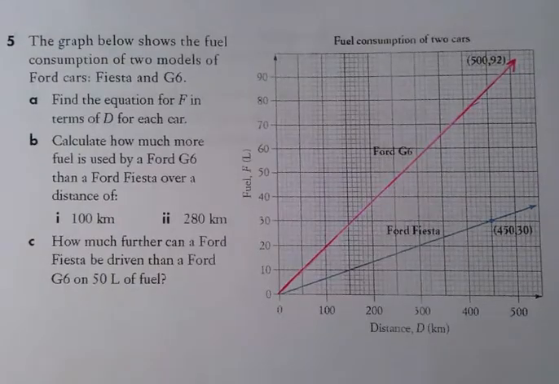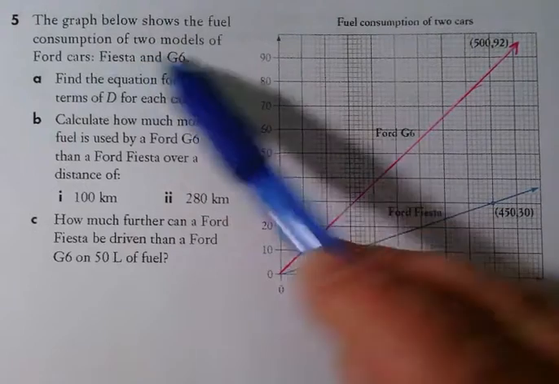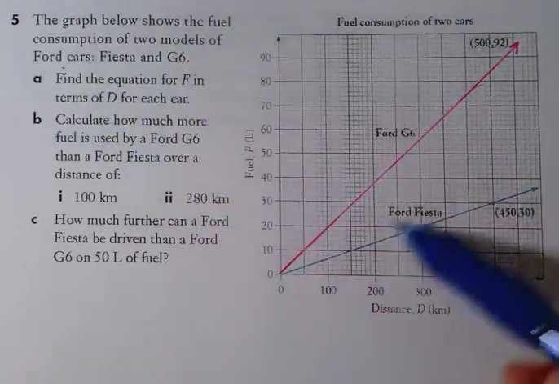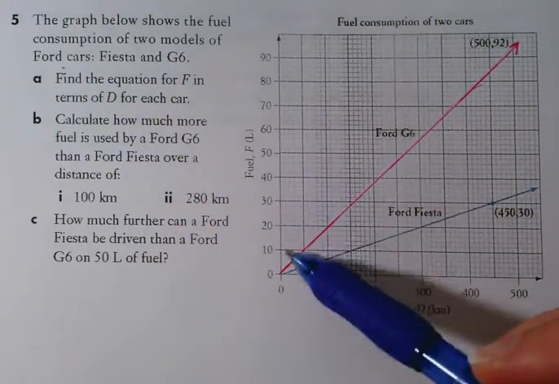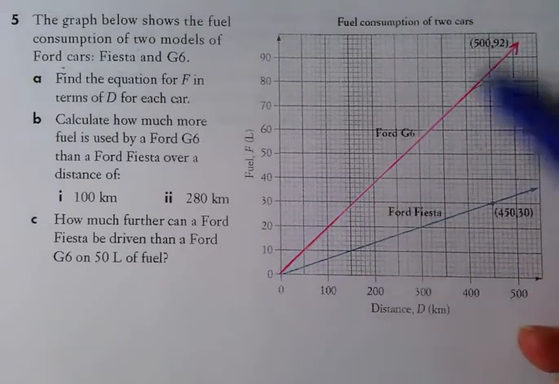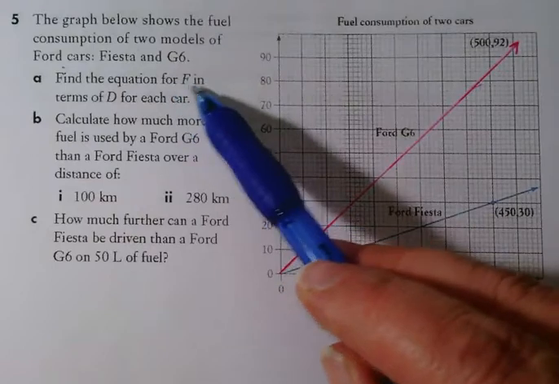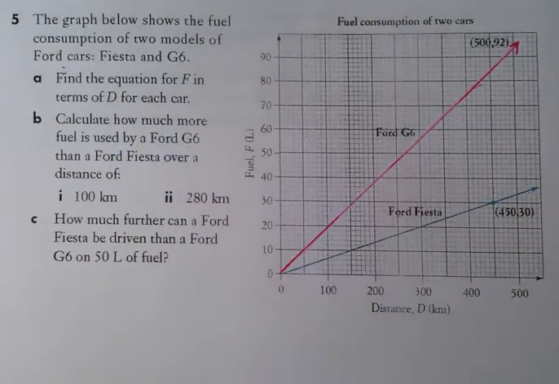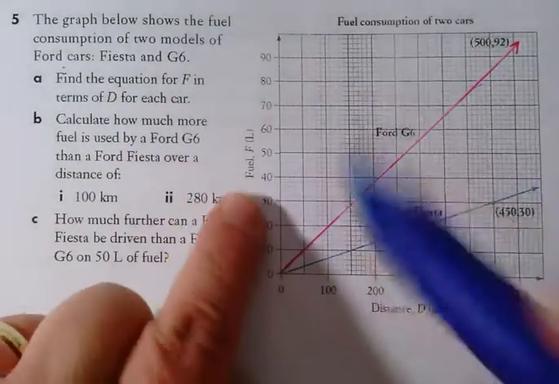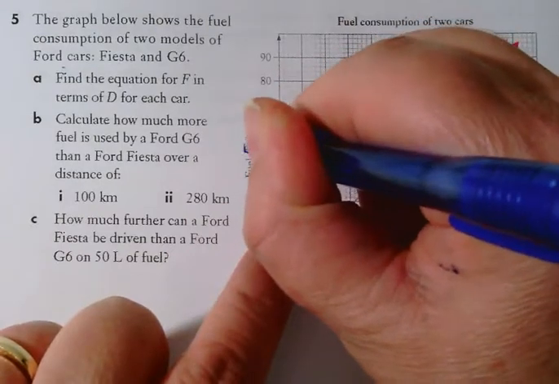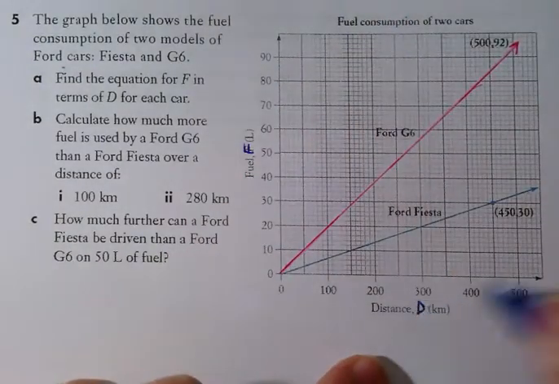The graph below shows the fuel consumption of two models of Ford cars, Fiesta, which is this one, the blue one, and the G6, which is the pink one. And it says find the equation for F in terms of D. So the fuel, F is fuel, in terms of D, distance travelled, for each car.